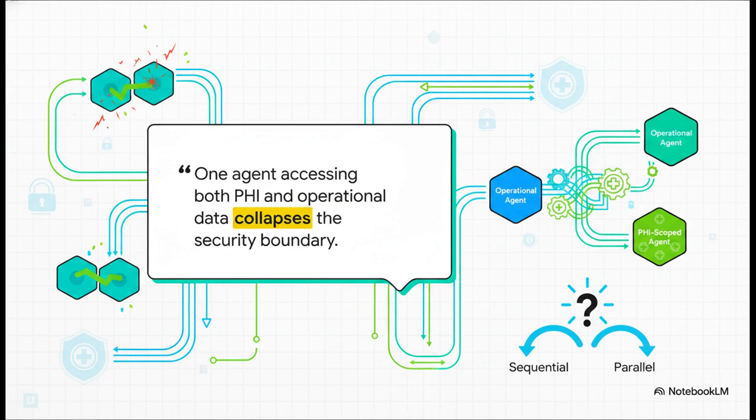Think about it. The moment you let one agent touch everything, even a mundane question like, hey, who's working tomorrow, suddenly triggers a strict HIPAA audit trail, just because that agent also has the keys to the PHI. It's a total compliance nightmare. The fix? You separate them. You create one operational agent and one PHI scoped agent. But the second you have 2 separate agents, you have to orchestrate them. And that brings us to a major exam decision point, sequential or parallel.